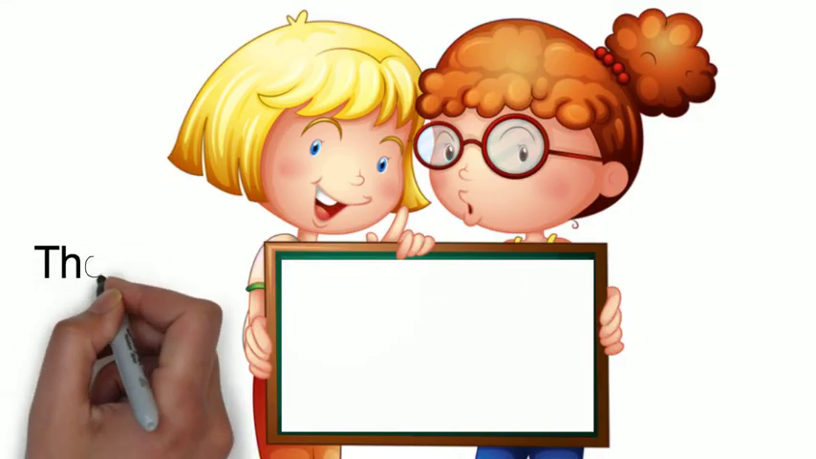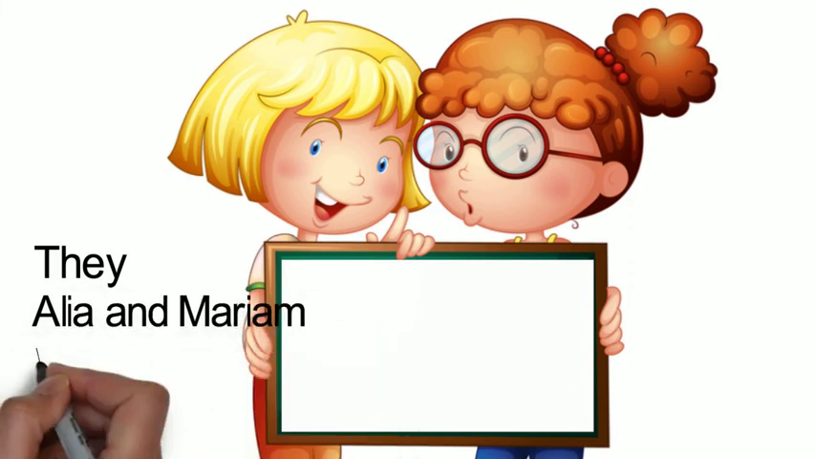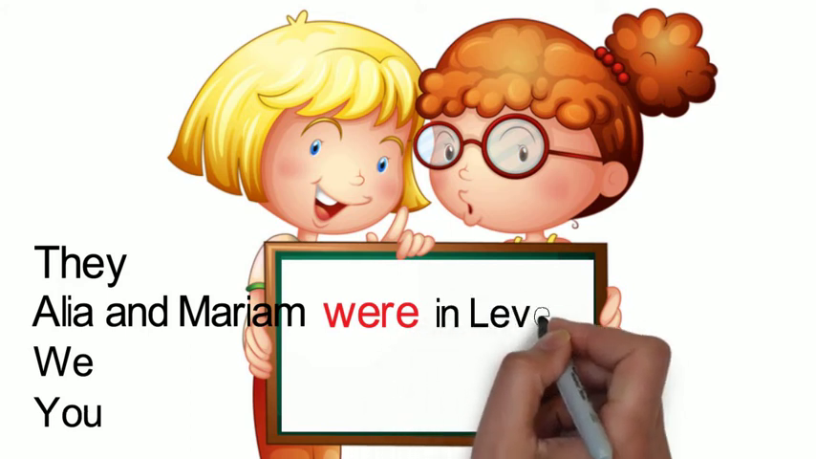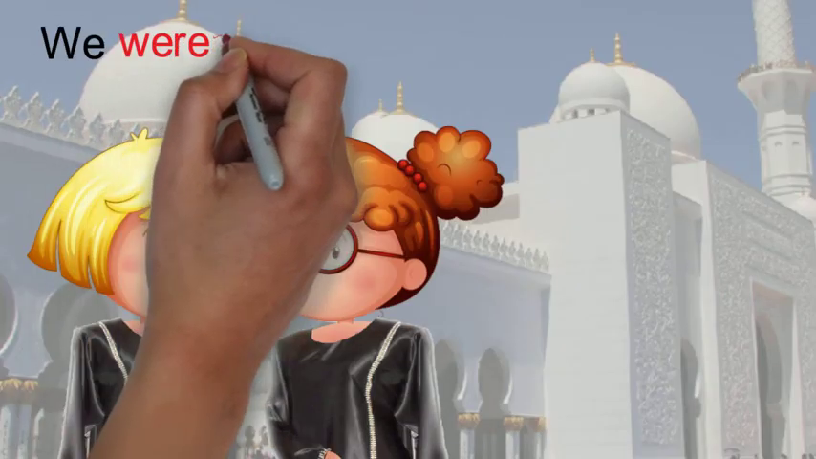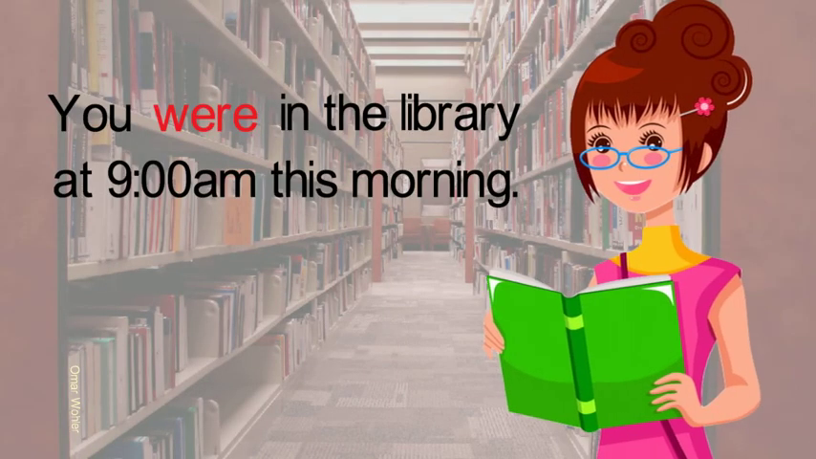What about subjects such as they or Alia and Mariam, we or you? The correct form of to be in the past, which agrees with these words, is were. Alia and Mariam were in level 5 last year. We weren't in class yesterday because it was Friday. You were in the library at 9 a.m. this morning.